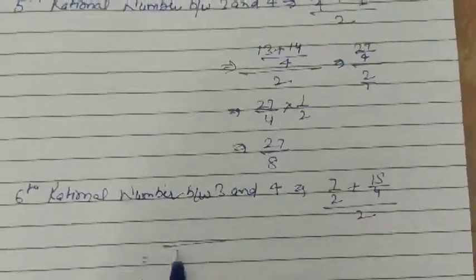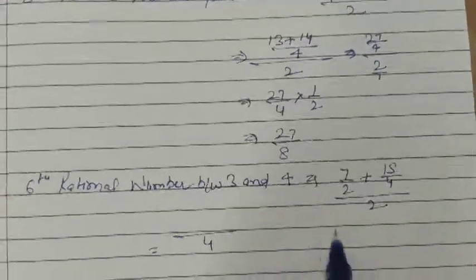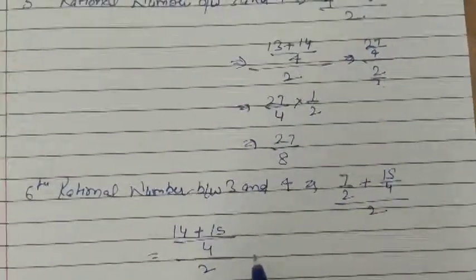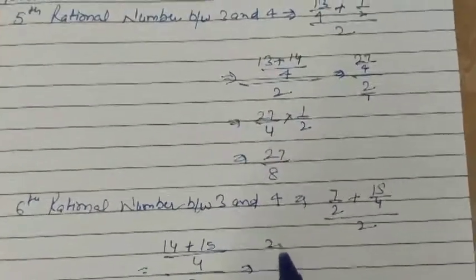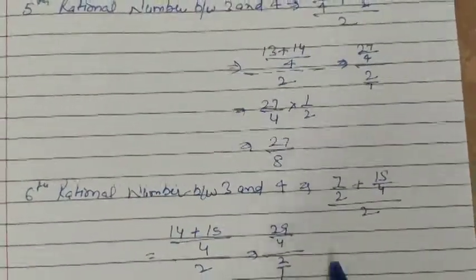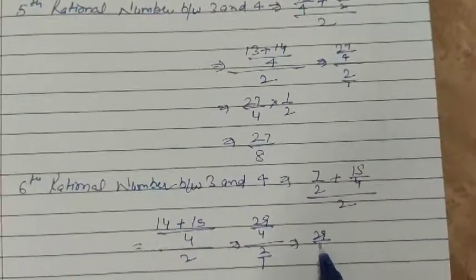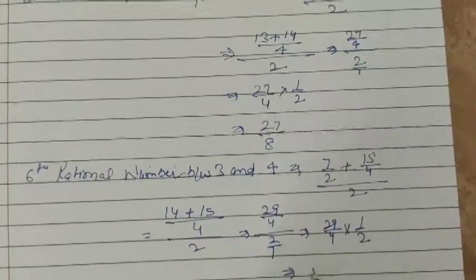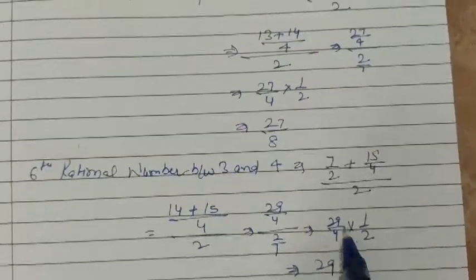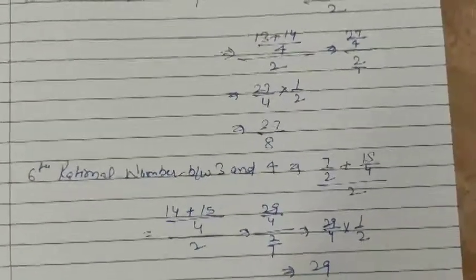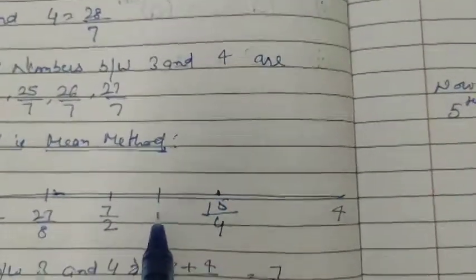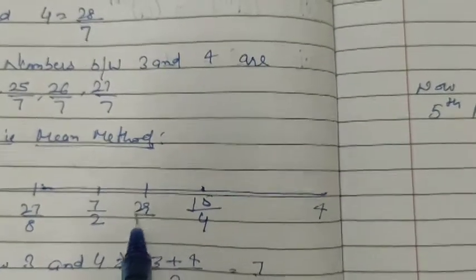So the LCM of 2 and 4 becomes 4. 2 times 2 is 4, so 7 times 2 is 14, and plus 15 upon 4. Next, 14 plus 15 becomes 29. 29 by 4 upon 2 upon 1, we can write it as 29 upon 4, and this will be reciprocal, so 1 by 2. So now we have 29 into 1 becomes 29, and 4 times 2 is 8. So we have the next sixth rational number as 29 upon 8. So this will exist here, 29 upon 8.